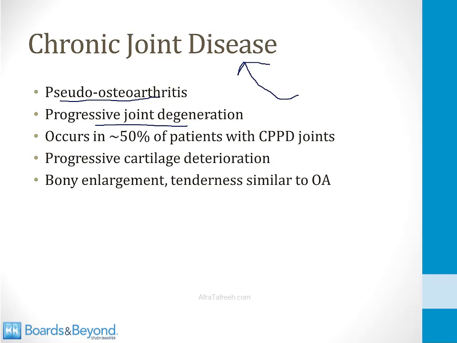Basically, what's happening here is the calcium pyrophosphate deposition in the hyaline cartilage leads to progressive cartilage deterioration over time. And that's the same thing that happens in osteoarthritis. The cartilage degenerates, and that leads to the condition. So these patients can go on to develop bony enlargement and tenderness, all very similar to osteoarthritis.